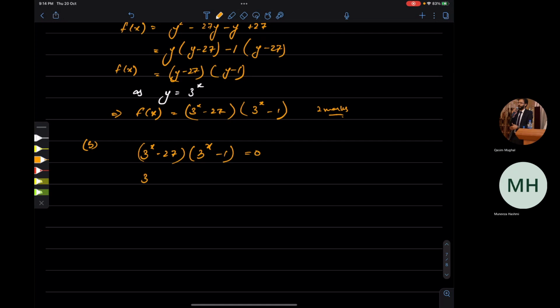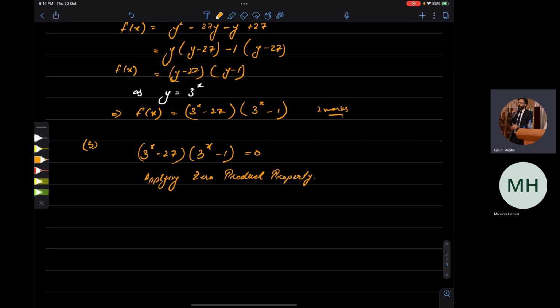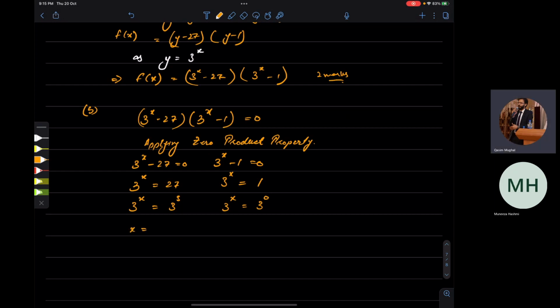Now apply the zero product property. Applying the zero product property, that's going to give us 3 to the power x minus 27 equals 0, or 3 to the power x minus 1 equals 0. So that would be 3 to the power x equals 27. All right, now that's an exponential equation. So in order to solve for x, I need to make the bases the same. So 27 can be written as 3 cubed, isn't it? And for the other equation, 1 can be written as 3 to the power 0. So from here, x equals 3, or x equals 0.